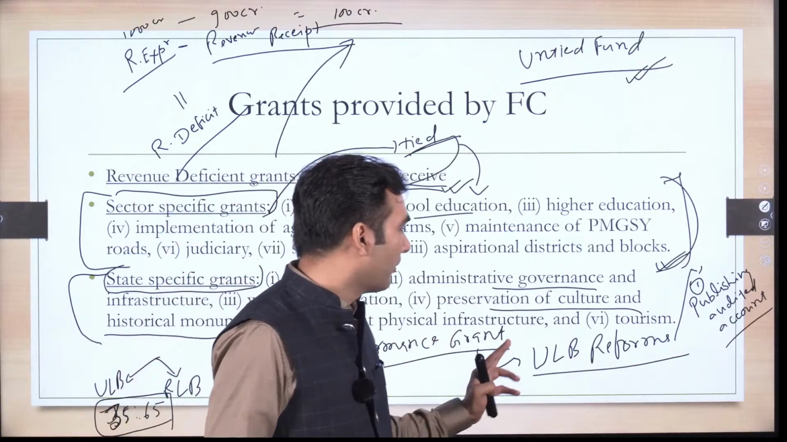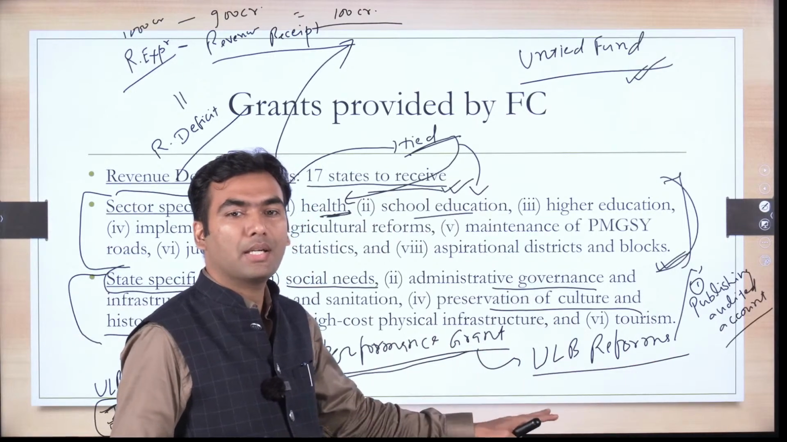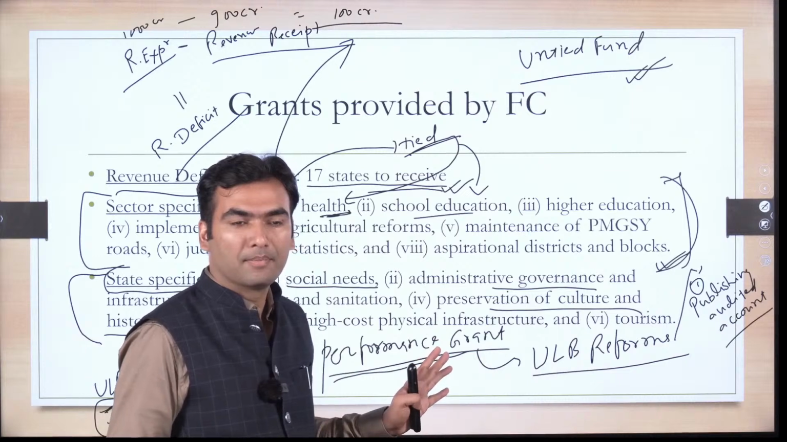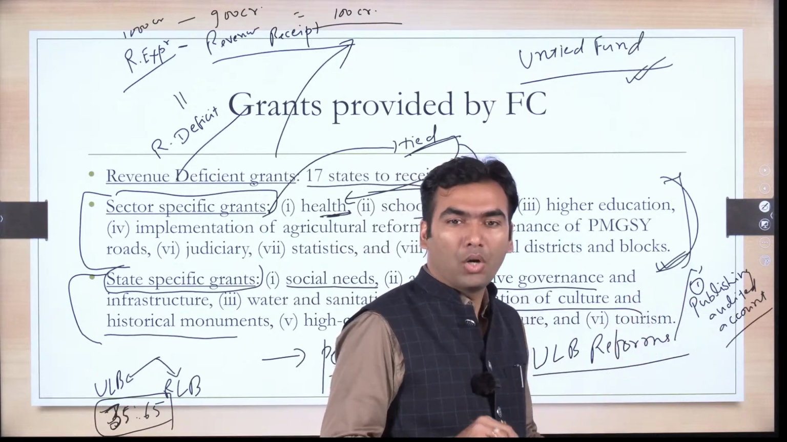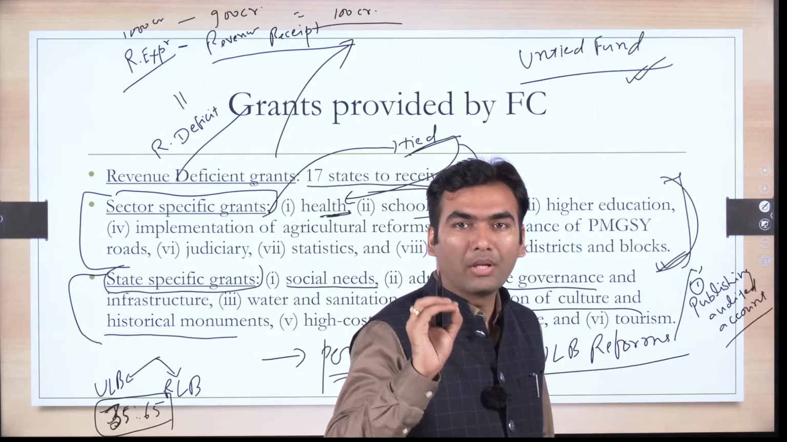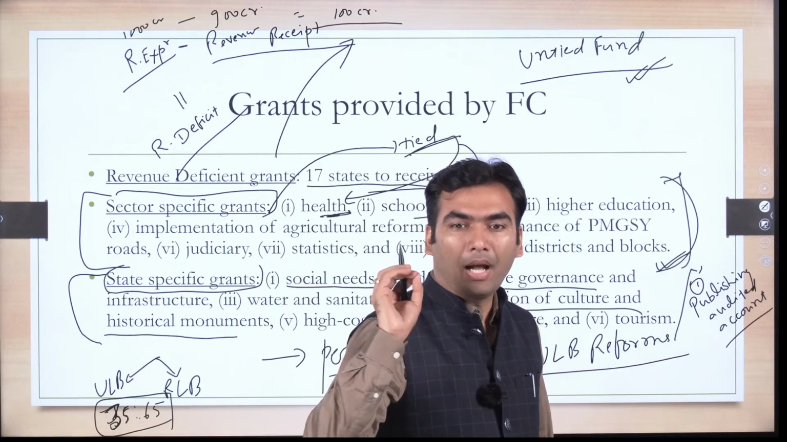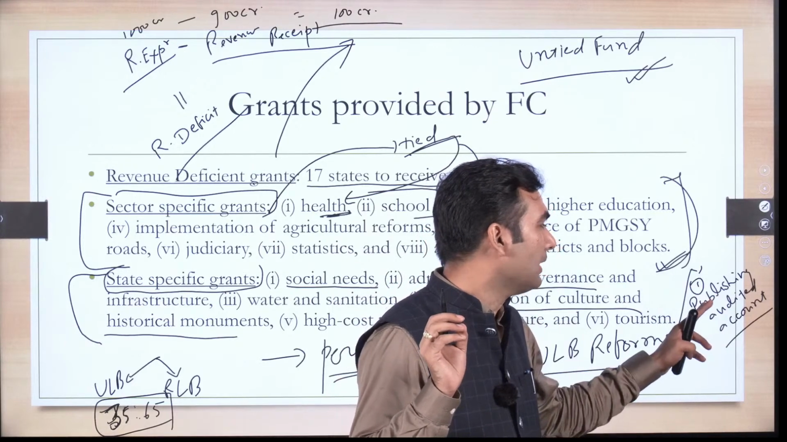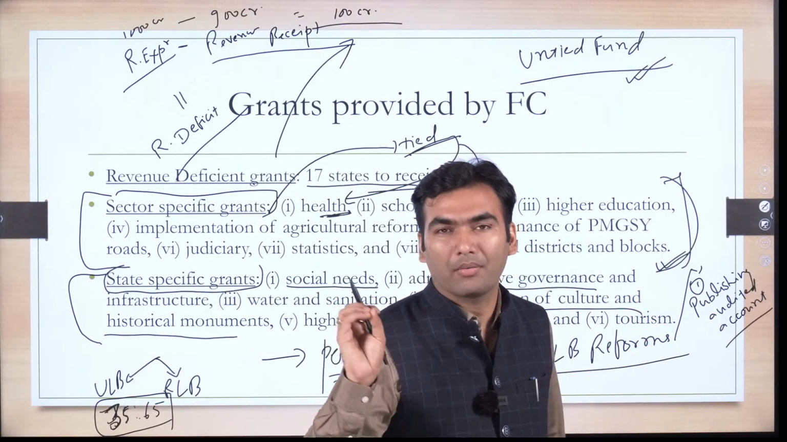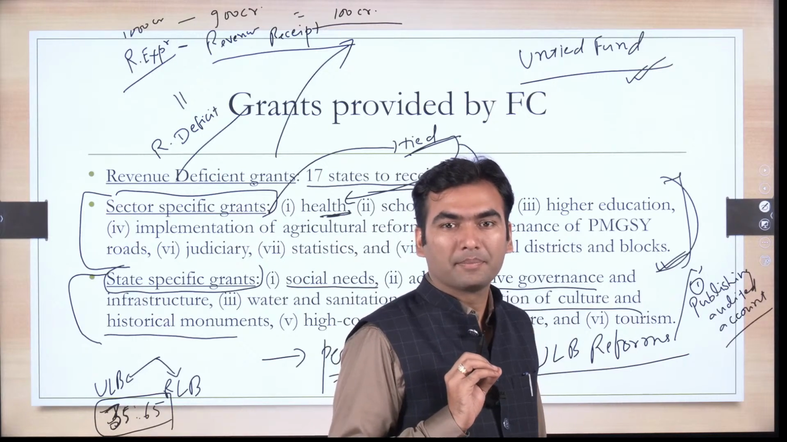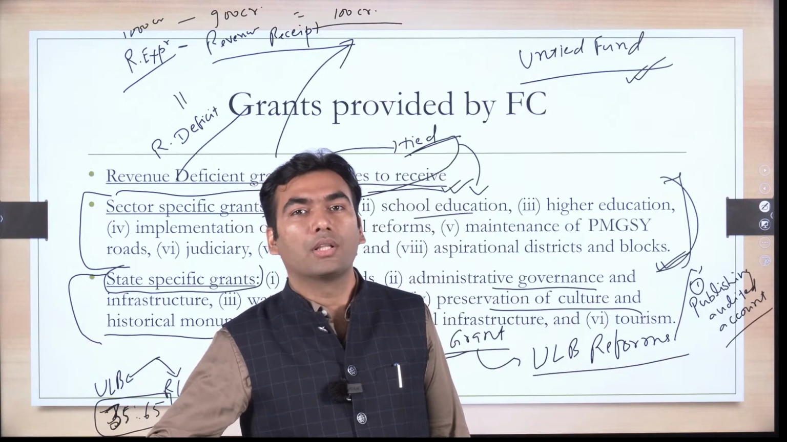So the Finance Commission said that this performance grant would be given only if a state implements urban local body reforms. And what were those reforms? The first is publishing audited accounts. So all the urban local bodies would have to first get their accounts audited, and after auditing they would have to publish them in the public domain: this is our income, this is our expenditure, on what matter we have spent how much. You must be knowing that CAG does not conduct audit of all the local bodies.